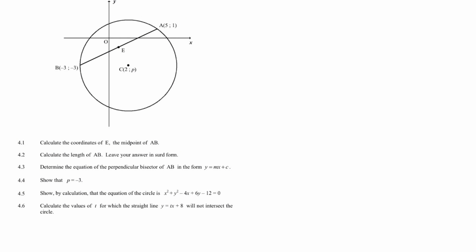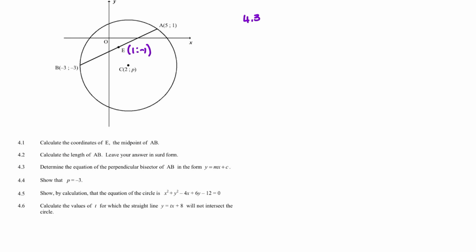4.3. Determine the equation of the perpendicular bisector of AB in the form of y is equal to mx plus c. So what they mean by the perpendicular bisector is the line that goes through AB at 90 degrees, and the word bisector means that it goes through the point E, the midpoint of line AB. So we already have the coordinates of E as (1, -1). If I can find the gradient of line AB, then I can find the gradient of the line that we need to find, and I have the point on the line also.